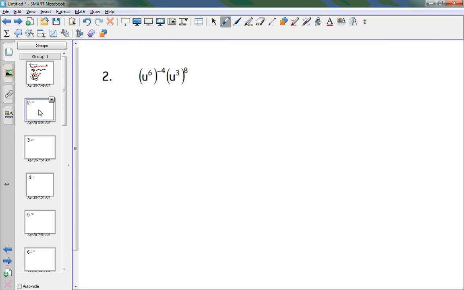Number 2. Don't you distribute negative 4 to 3? You are going to multiply those exponents because I have a power to a power. When I have a power to a power, that means I multiply my exponents. So that's going to be u to the negative 24, u to the positive 24. Now, how are those two u's attached? So how do I get rid of them?